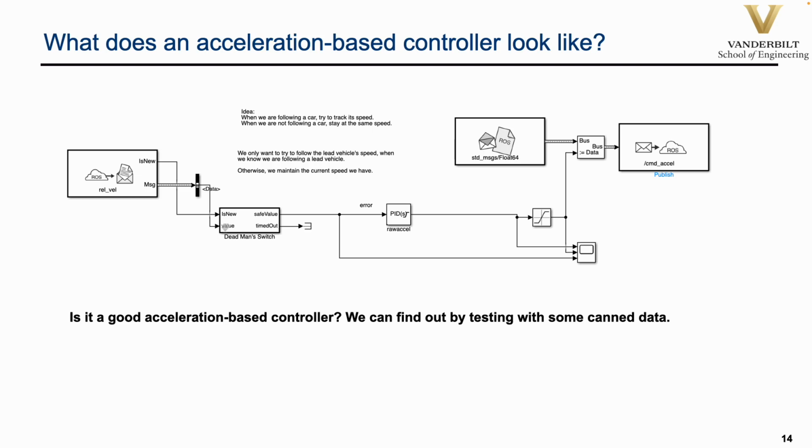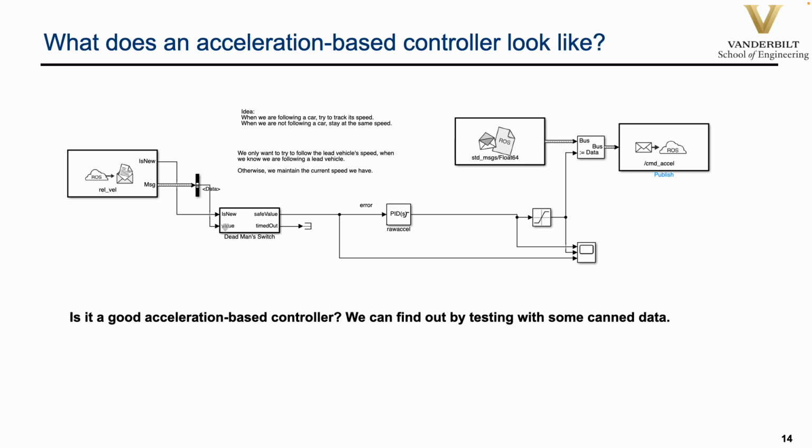Here's the idea. When we are following a car, we try to track its speed. Whatever that car's speed is, I'm going to set my speed to be. If my speed is going too low, I'm going to speed up, et cetera. When we're not following a car, we use the same speed we have right now. We only want to follow the lead vehicle speed when a lead vehicle is ahead of us, aka when we've received a valid relative velocity command. There's a couple of pieces of logic in here. This file I'll put up on Brightspace so that you can see it and use it.